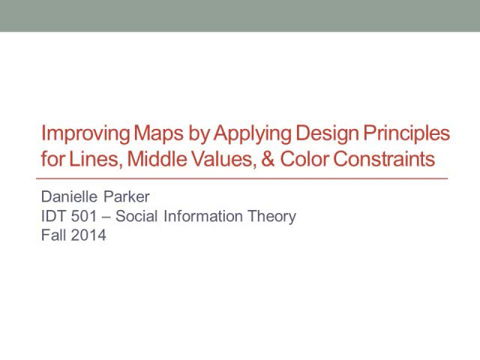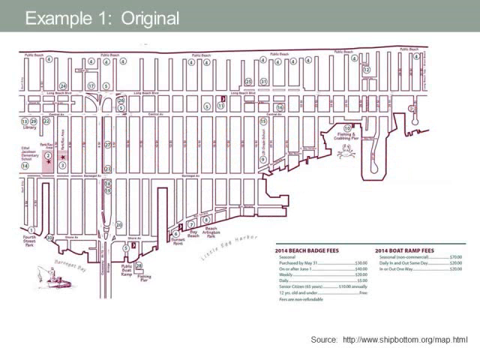During this presentation, I will discuss how maps can be improved by applying design principles related to lines, the use of middle value colors, and color constraints. I'll cover 2 examples. This first example is a map of Ship Bottom, New Jersey.